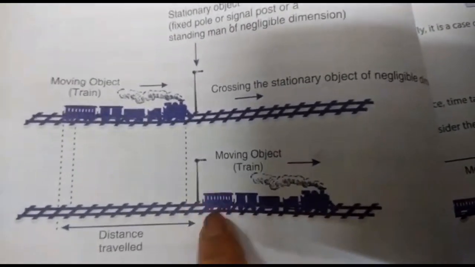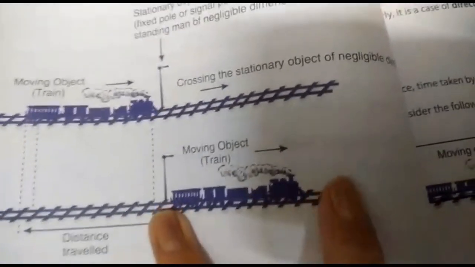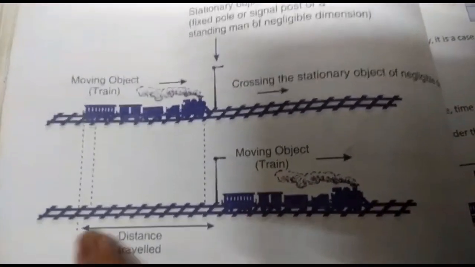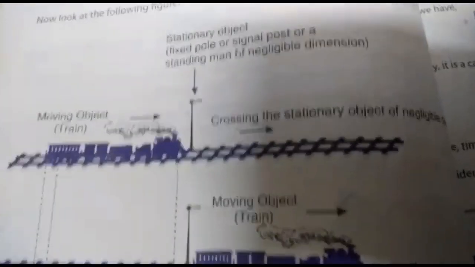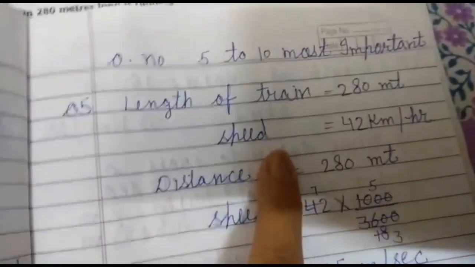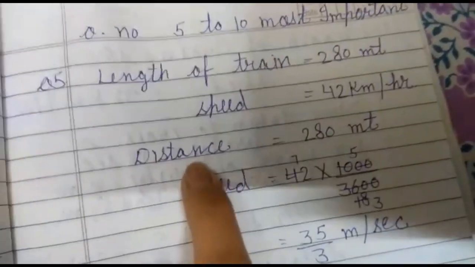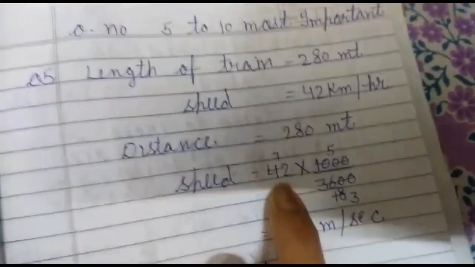Now the distance covered by the train is the length of the train. Only which distance do we have to cover here? This distance we have covered. Now we will write here: distance covered by train is equal to the length of the train. Now you can see here in the solution, length of the train is 280 meter, speed is 42 km per hour. Distance is equal to 280 meter, speed 42.